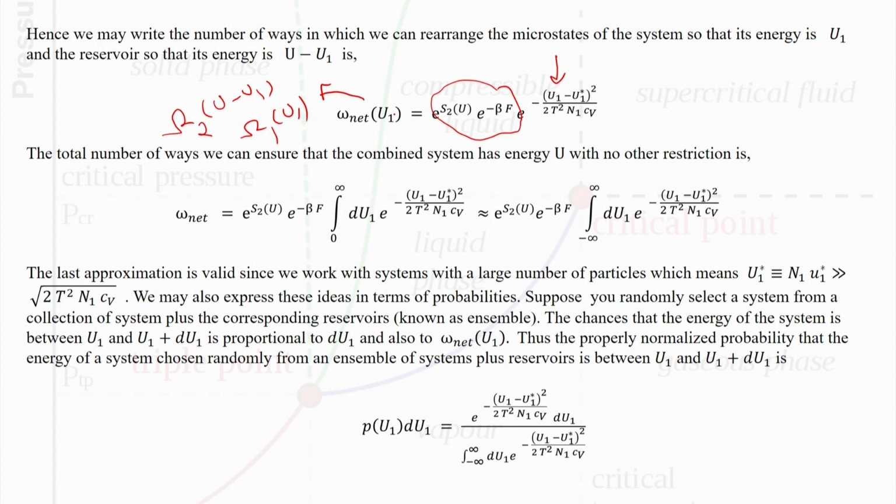In other words, this product is nothing but the number of ways of rearranging the microstates of the reservoir times the exponential of minus beta times the Helmholtz free energy. We did this already, but the new ingredient is this one, and this is because of fluctuations. I am now taking into account the possibility that the entropy function may not be fully extensive.